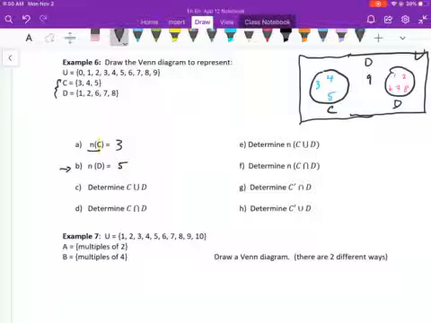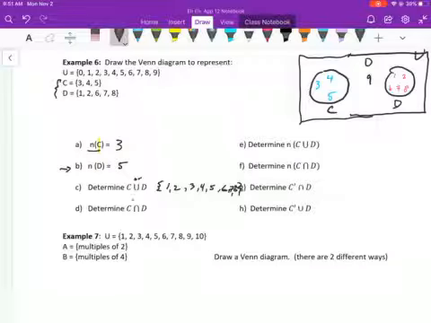So determine set C or D. So that is the OR operator, C or D. So what numbers are in C or D? 1, 2. So 1 and 2 are in set D. 3, 4, 5, 6, 7, 8. So really it's all the elements except for the ones that I omitted, 0 and 9.